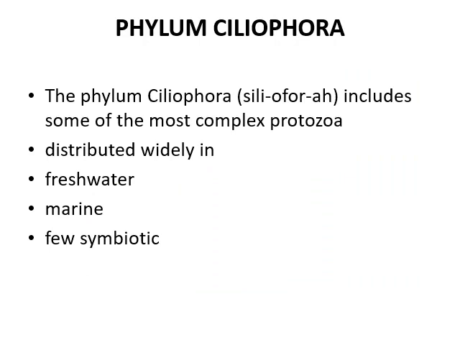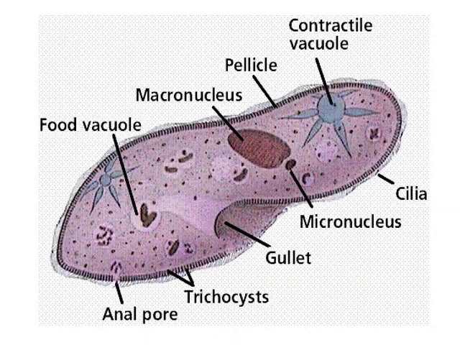Now phylum Ciliophora. The phylum Ciliophora includes some of the most complex protozoans, distributed widely in freshwater, marine and symbiotic habitats. Here is a Paramecium that has the pellicle, macronucleus, micronucleus, oral groove, gullet, food vacuoles, trichocysts, anal pores, cilia and contractile vacuole.